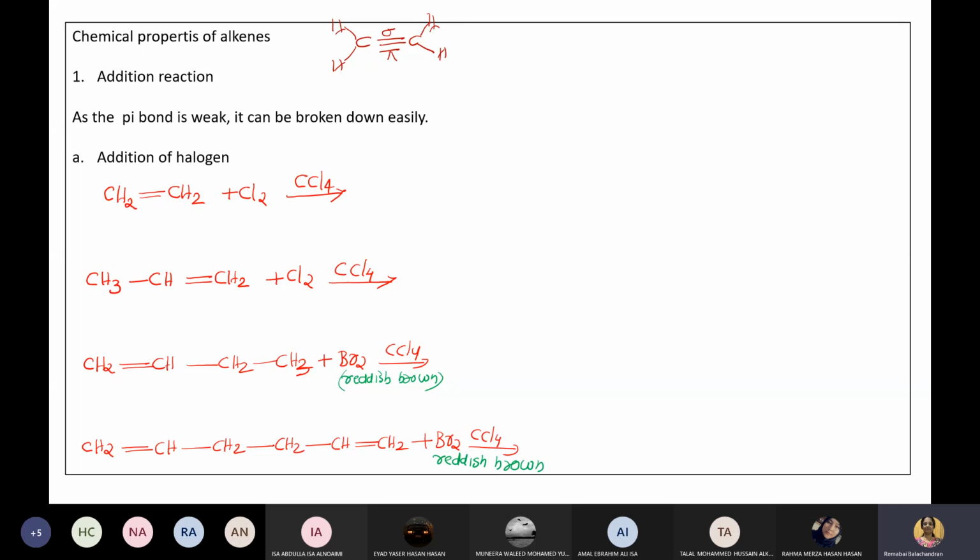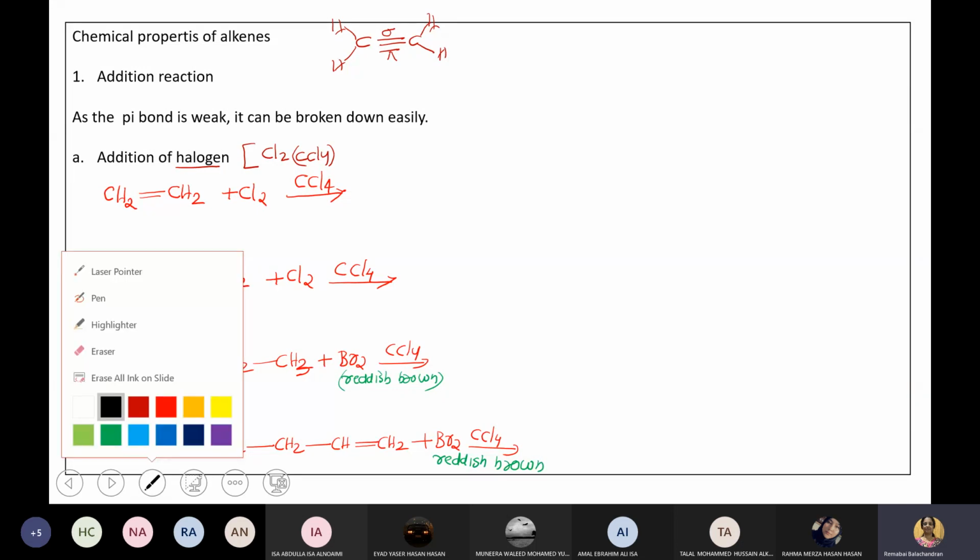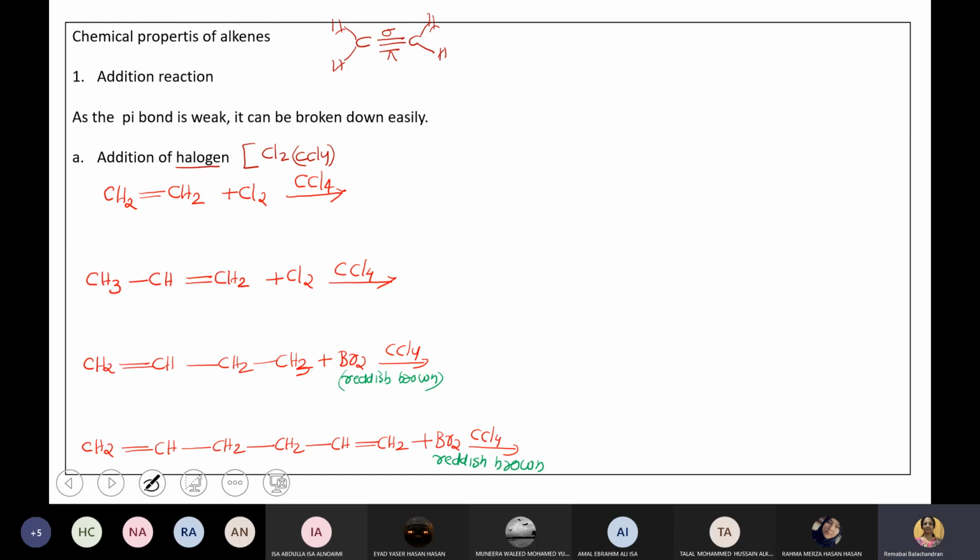Now we are going to add halogens. Halogens means mainly we add chlorine, chlorine in presence of CCl4. CCl4 is a solvent, just to make a solution. Or bromine in CCl4. We don't use iodine because iodine is the least reactive one among them. Br2 in CCl4 solvent. CCl4 has no role, it's just a solvent.